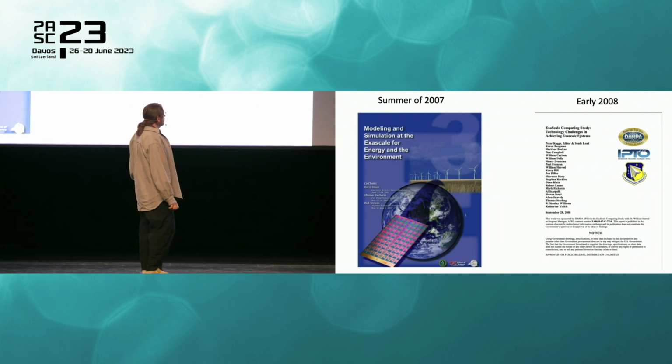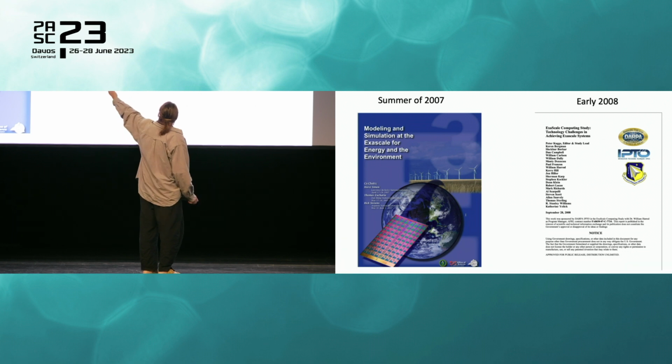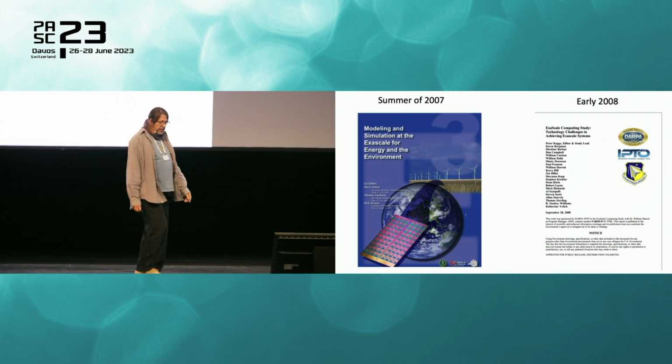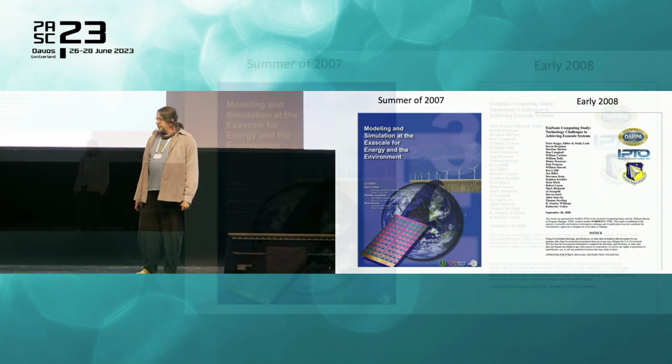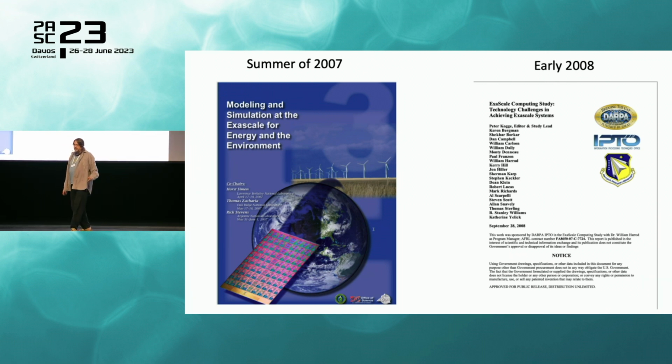There were two series of workshops and community events that happened. One was in the summer and focused on the application opportunities. At the time, we weren't even sure it was feasible to think about exascale. And there was another report, from a group that got together in the spring of 2008 to look at the feasibility of building such machines.